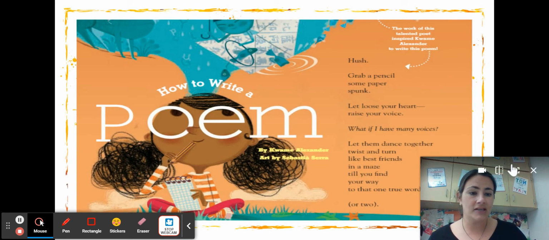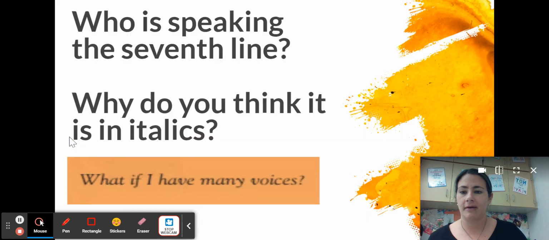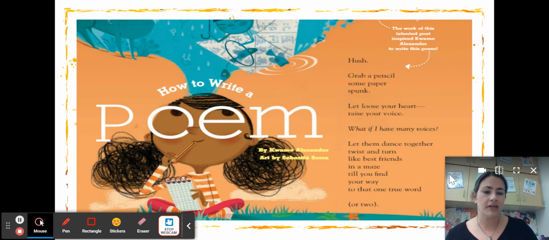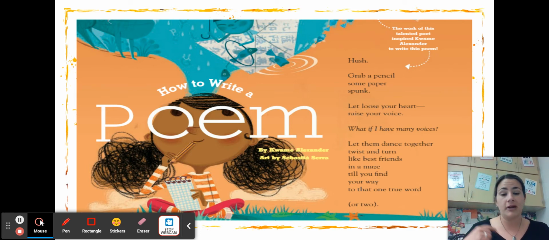Our first poem is called How to Write a Poem. And How to Write a Poem, let me go back on there. How to Write a Poem is by the poet Kwame Alexander. He wrote Crossover, which is a book that we have in our library. He wrote The Undefeated as well. So this poem is a simple poem called How to Write a Poem.